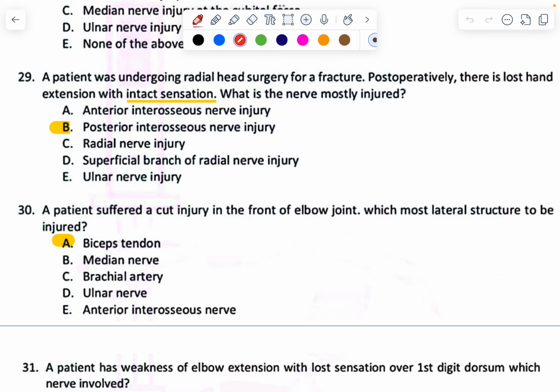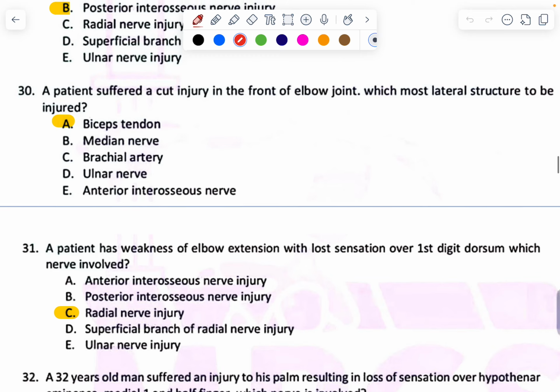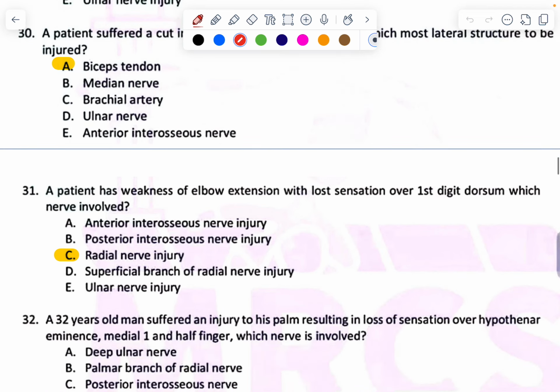A patient has weakness of elbow extension with loss of sensation of the dorsum of the first digit. Which nerve is involved? Dorsum of the first digit is by the radial nerve, and elbow extension is by the triceps, the radial nerve. A 32-year-old man suffered an injury to the palm resulting in loss of sensation of the hypothenar eminence and medial one and a half fingers. Which nerve? This is the superficial branch of the ulnar nerve.